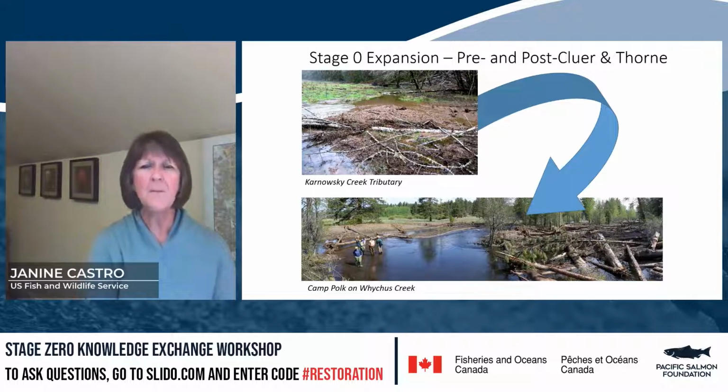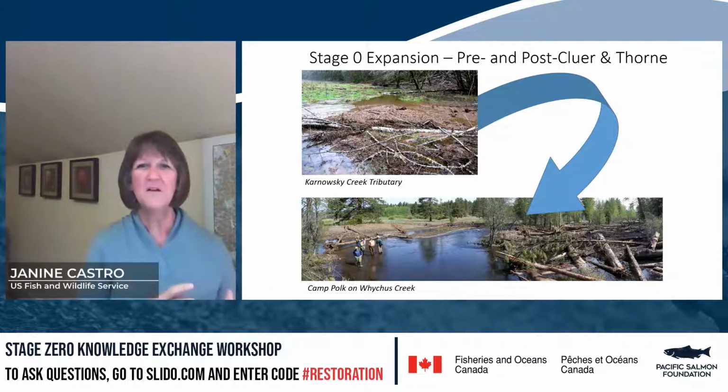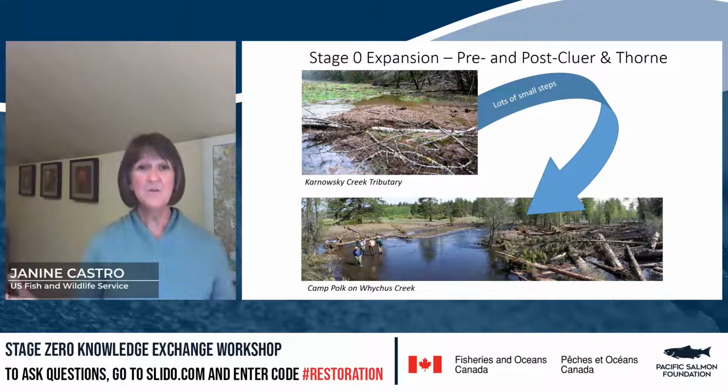But how did we go from the happy accident at Karnowski Creek to a project like Camp Polk on Whychus Creek, which you'll hear more about? And you'll hear about a number of projects. So the one on the top was an outcome of something that really wasn't planned, and the other a project where the intention was stage 0, and that was part of the design and implementation. And that happened through a lot of small steps. It wasn't like one day we just went out into this big river system and said, we're just going to reconnect everything. Like so many things, it took many, many small steps and a lot of learning.